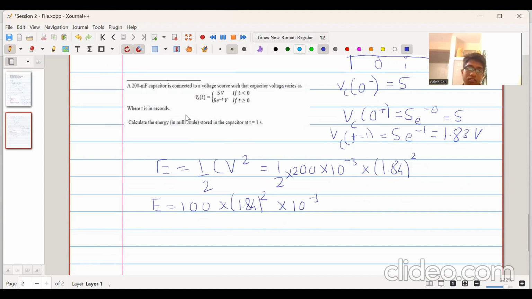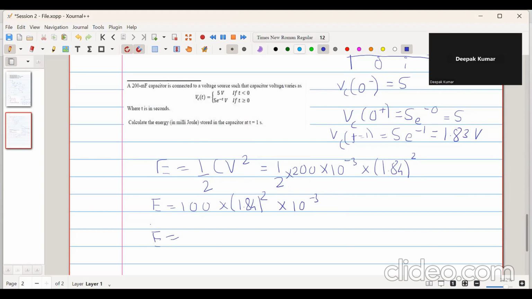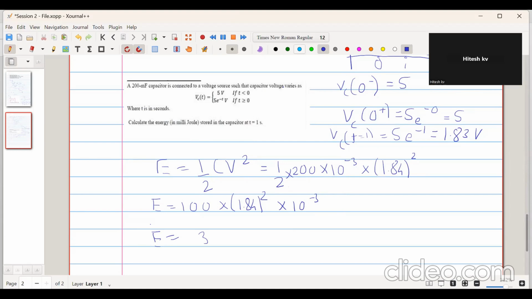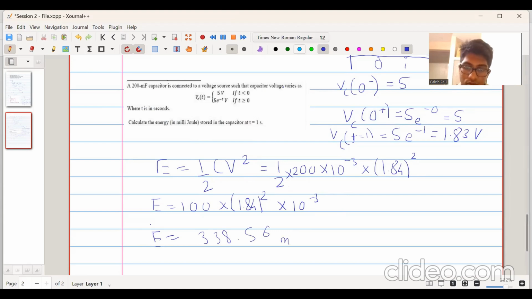Now they want the energy in millijoule. So this 10 to the power minus 3 represents the milli part. So now the effective energy will be equal to 100 into 1.84 square. What is 100 into 1.84 square? 338.56. So it will be 338.56 millijoule, because this 10 to the power minus 3 represents milli.